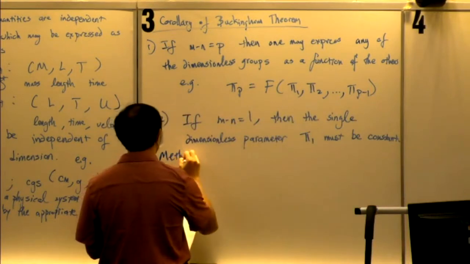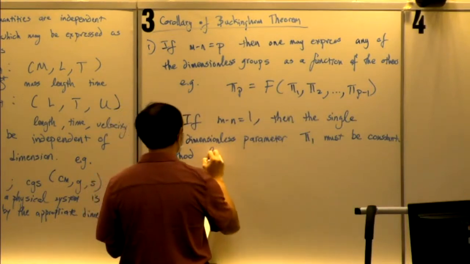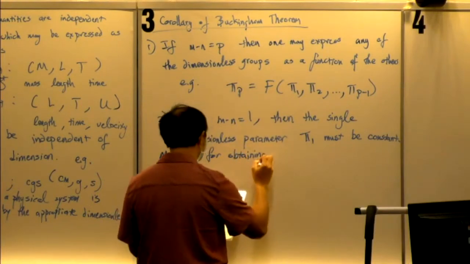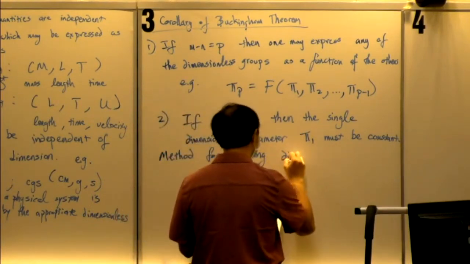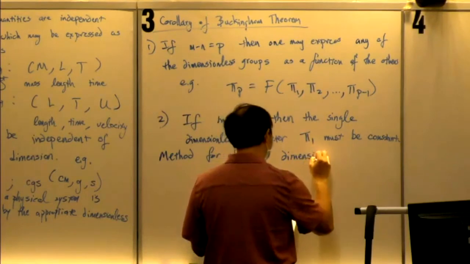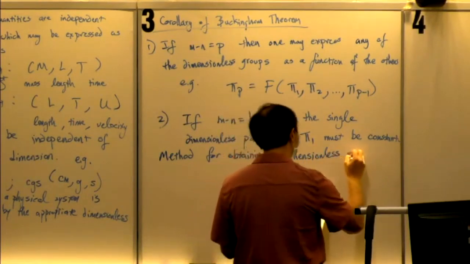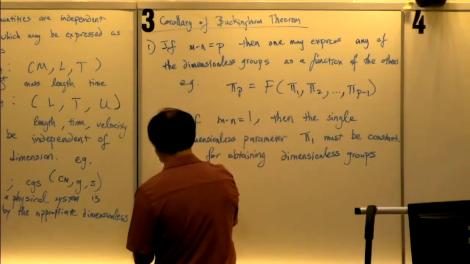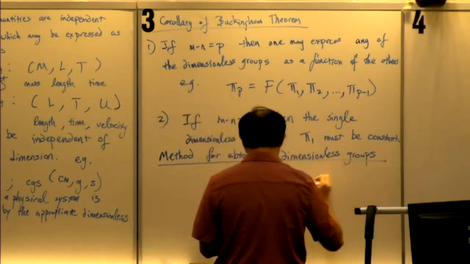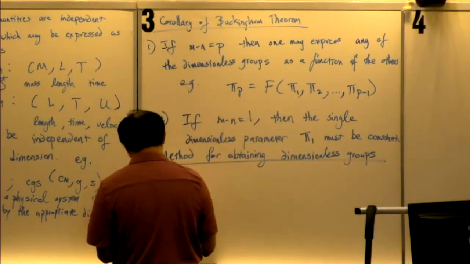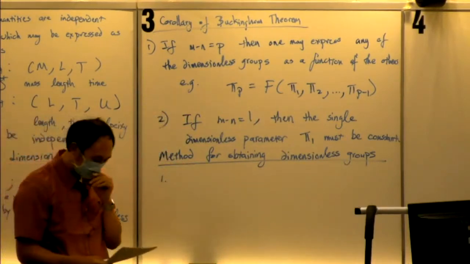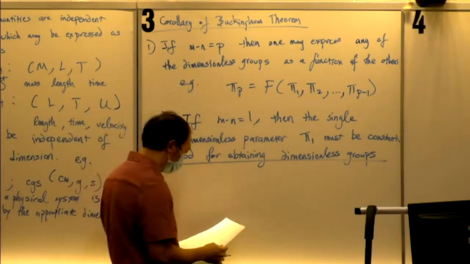Now here's the 3-step method for obtaining dimensionless groups. The book gives a 7-step method that's 2 pages. Some of you might prefer that. And to be honest, on quiz day, I think this will become so natural that you're not going to have to think about these steps.